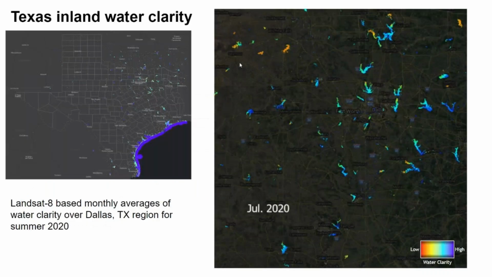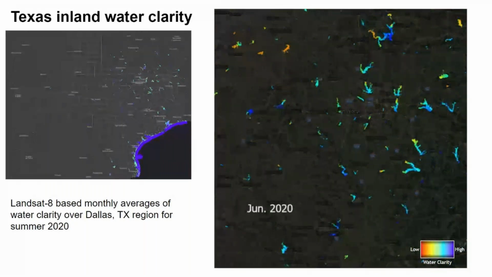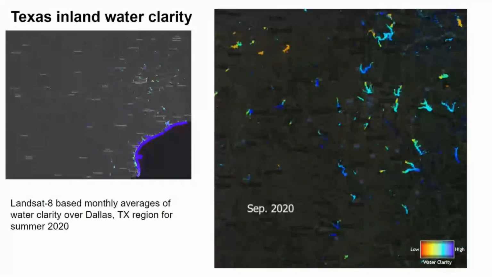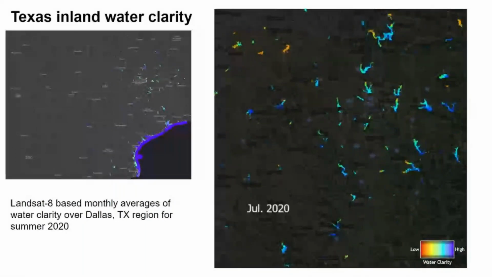And for educational purposes, I like to show what you can do in GEE, just as a demonstration for the scale of the data you can work with. This is just looking at Texas lakes across the state, summer averages of water clarity, and this was done using a method that was published back in 2019.